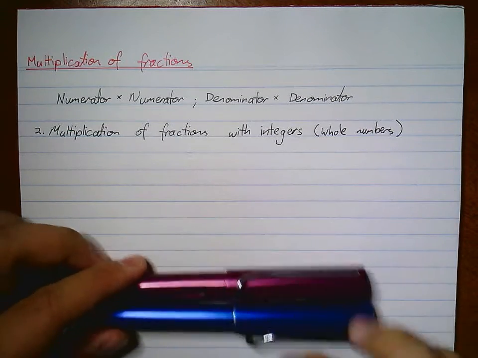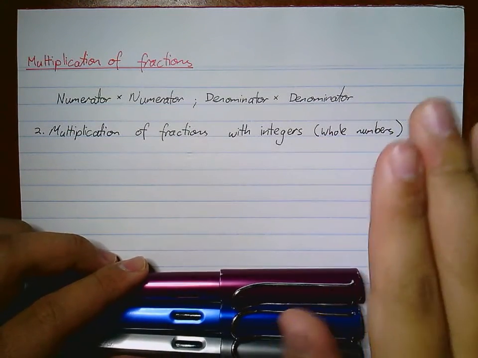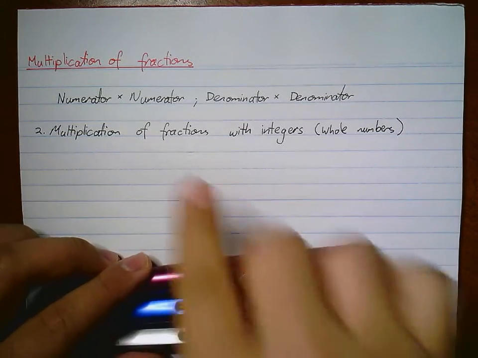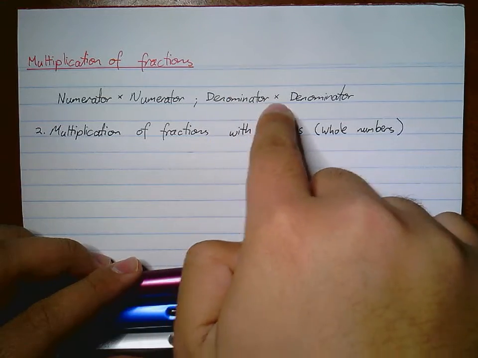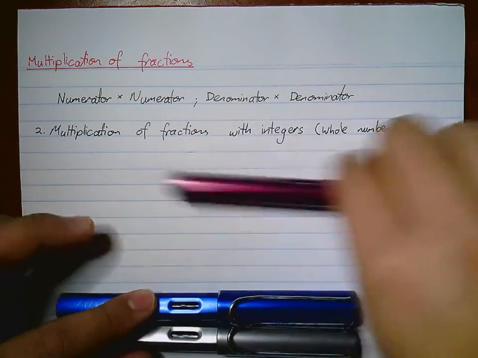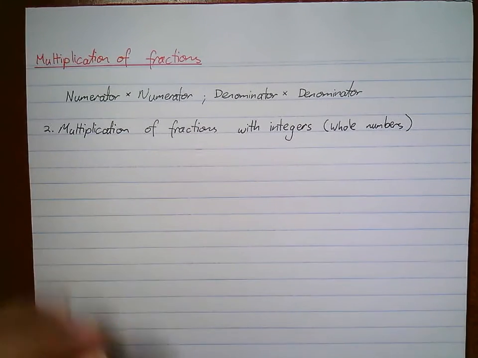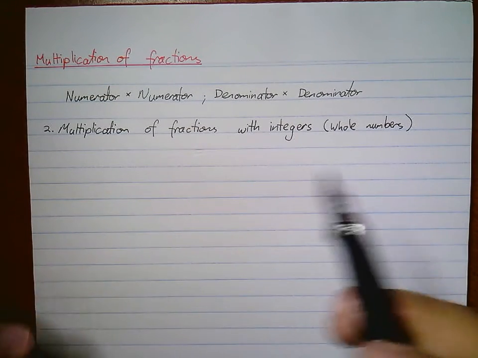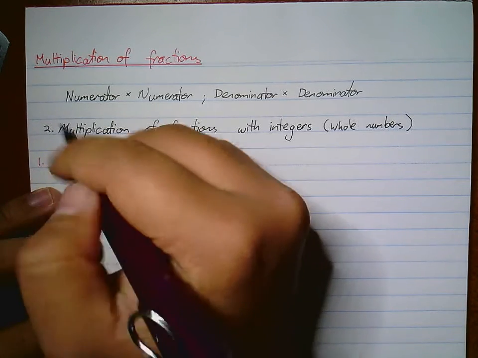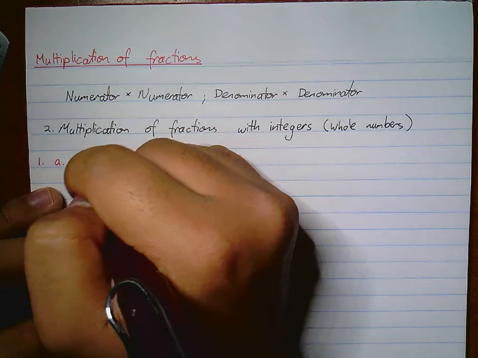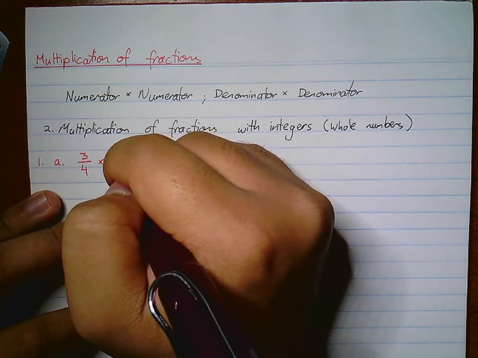Continuing on, in the previous video we saw that the principle that we followed with multiplication of fractions is just the numerator times the numerator and the denominator times the denominator. So now let's take a look at what happens if we have a number such as an integer that does not have a denominator. Let's take a look at this example. Let's take a look at 3/4 times 2.